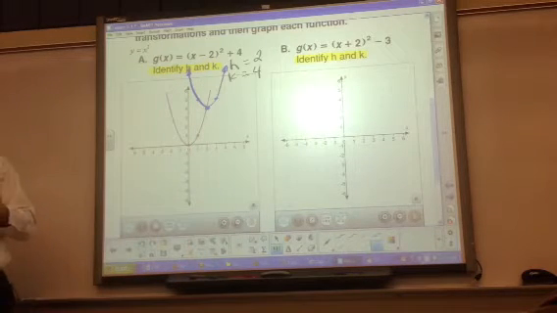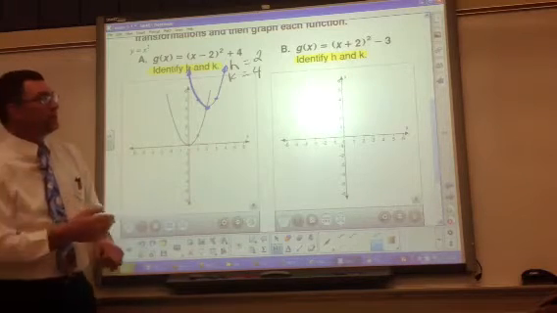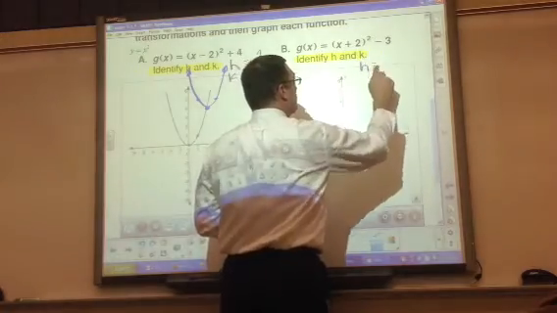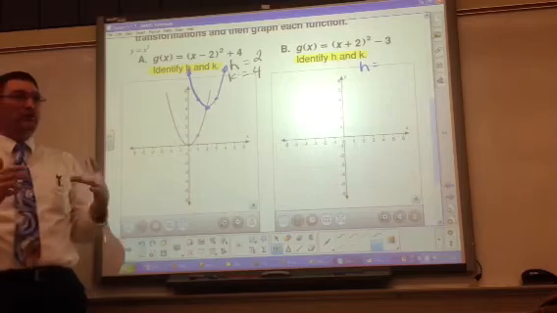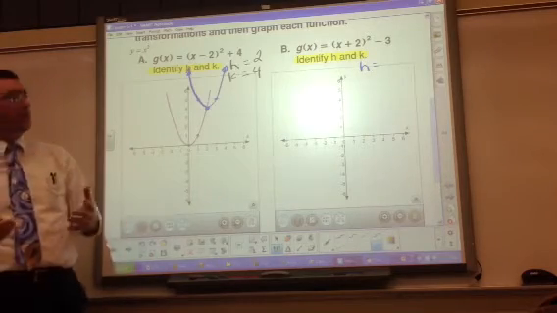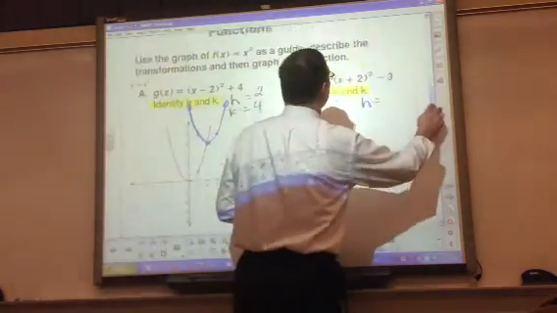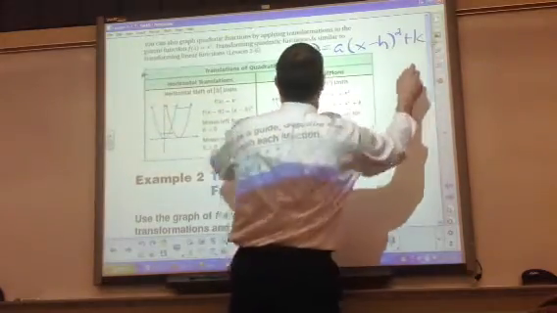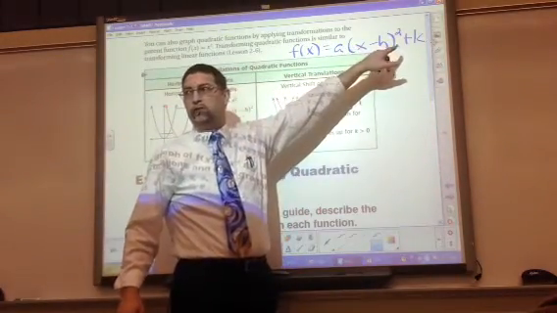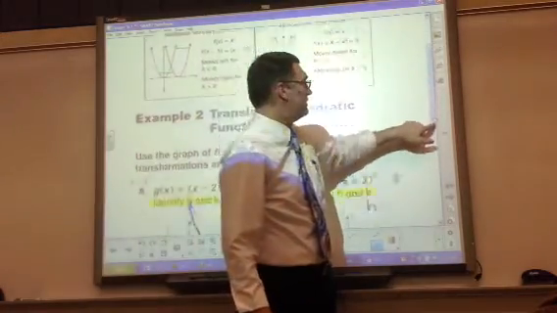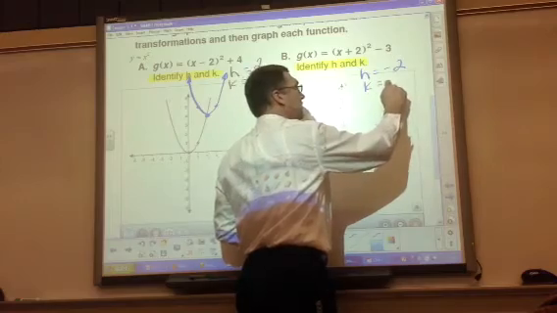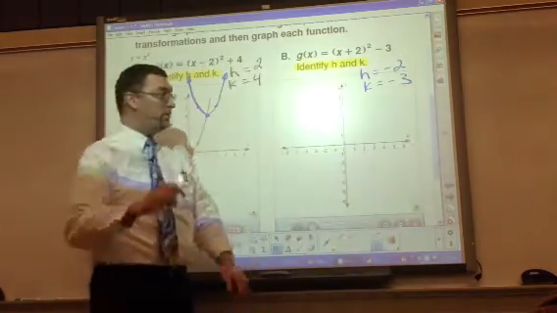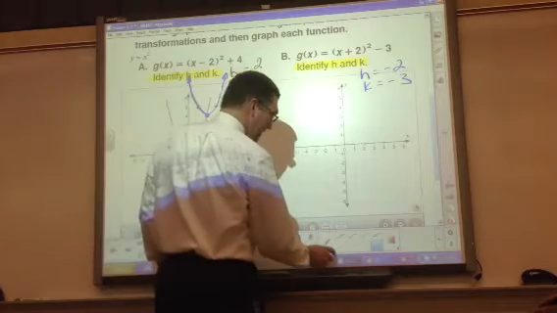What are h and k here then? h is, what is it? -2. It's -2. h is always the opposite because the vertex form is x minus h. So h is always the opposite of what's inside the parentheses there. So h in this case is -2 and k is -3.